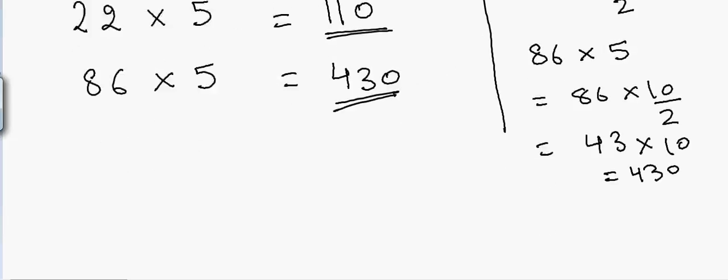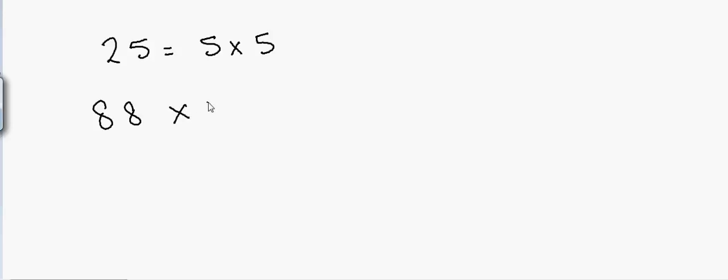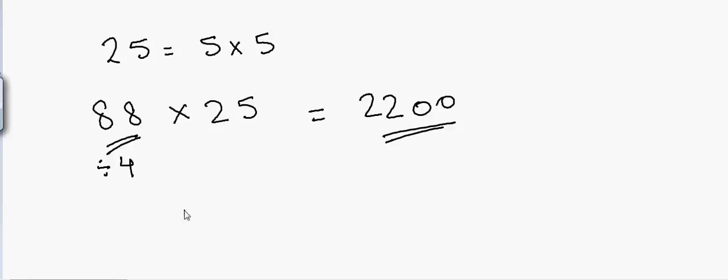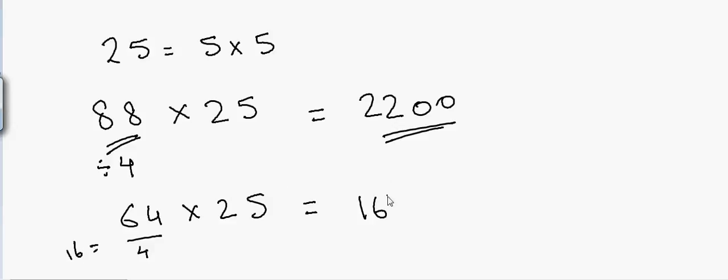Now let's go to 25. If I have to multiply any number by 25, we know that 25 is equal to 5 into 5. So instead of dividing by 2, we will divide by 4. Suppose I have 88 and I want to multiply it by 25. In this case, I will divide 88 by 4. That will be equal to 22, and then I put 20 in the end. So that is my answer. Again, if I have to multiply 64 by 25, that will be equal to 16, because 64 divided by 4 is equal to 16. So we have 1600 as the answer.